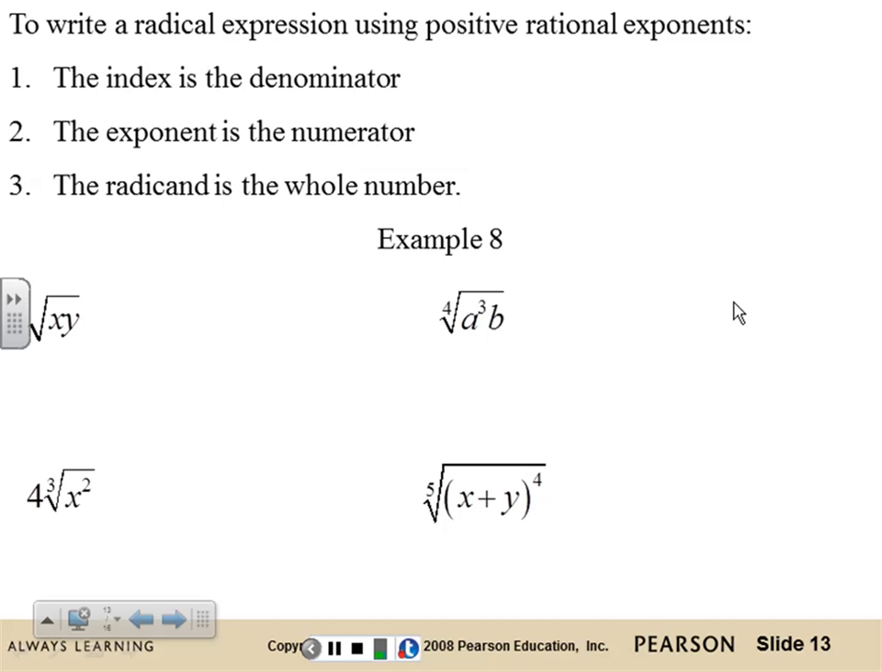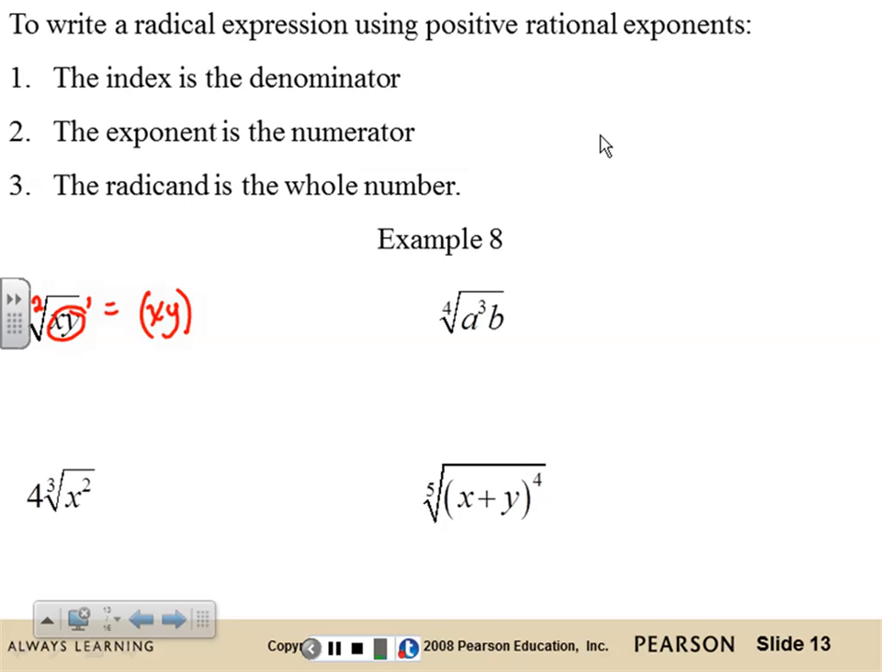So a couple more things that we need to talk about. To write a radical expression using positive rational exponents, remember the index is the denominator, the exponent is the numerator. So basically we're going to go opposite of what we've been doing. And then the radicand is the whole number. So this xy is your radicand. That's going to be your base. And then your index is 2, your power is 1. Remember, if you don't see an index, it's understood to be 2. If you don't see a power, it's understood to be 1.